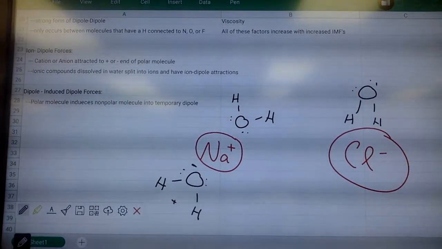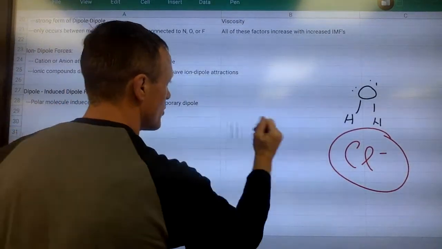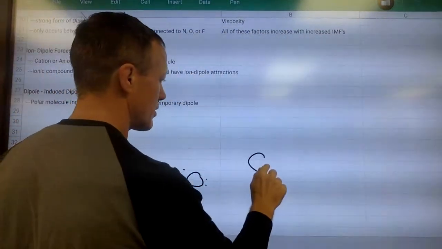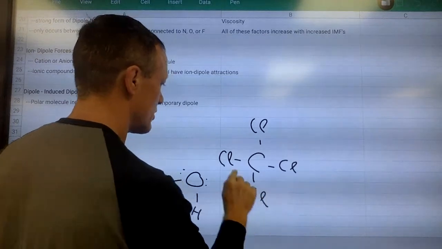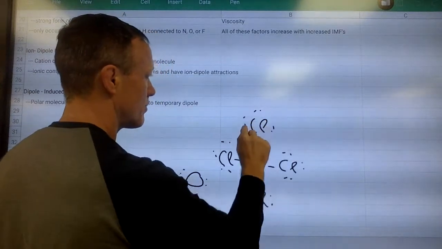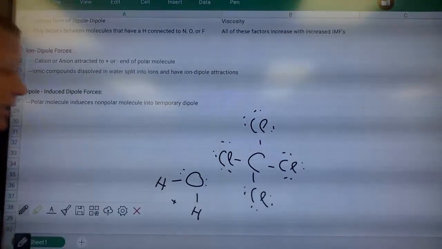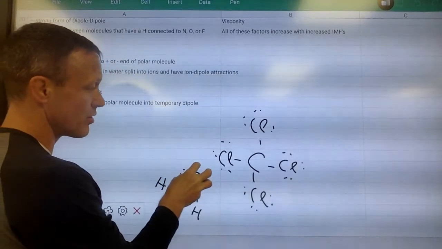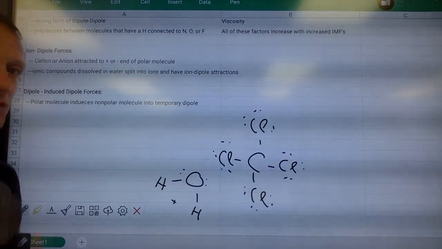Last one here, dipole-induced dipole. So let's say we have a dipole such as a water molecule and a nonpolar molecule like CCl4. Well, this has no charge to it. It's not a dipole, not a positive negative end. But if a dipole comes close to it, so something with a charge on it, like this has a pretty negative end here, the electrons in this can shift to one side and induce this into a dipole for a short period of time, just a temporary dipole.